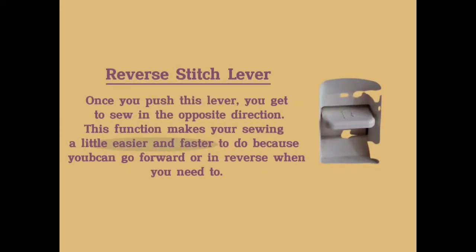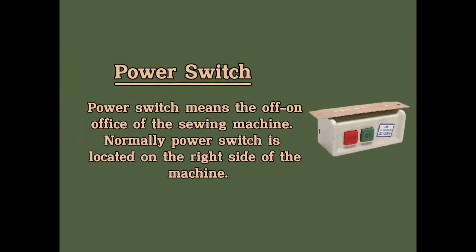Number 8, the reverse stitch lever. Once you push this lever, you get to sew in the opposite direction. This function makes your sewing a little easier and faster because you can go forward or even reverse when you need it. Number 9 is the power switch. Power switch means the on-off of the sewing machine. Normally, the power switch is located on the right side of the machine.